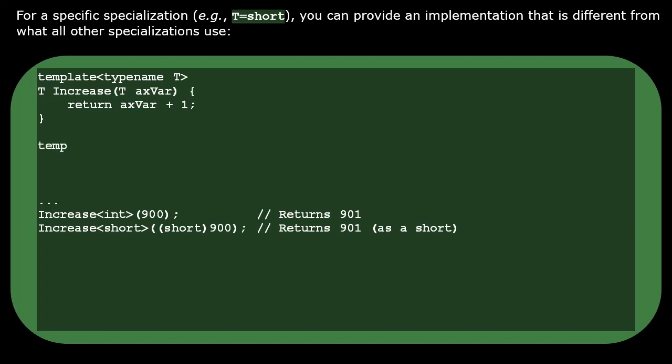You could specify an exception to this. Here, every specialization of this increased template will use the same generic implementation, except a specialization of T as a short. That specialization will use its own special programming.